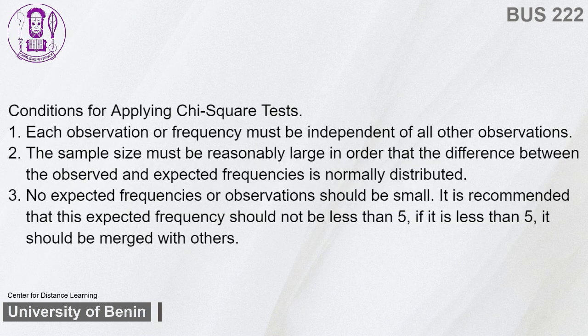Conditions for applying chi-square tests. 1. Each observation or frequency must be independent of all other observations. 2. The sample size must be reasonably large in order that the difference between the observed and expected frequencies is normally distributed. 3. No expected frequencies or observations should be small. It is recommended that the expected frequency should not be less than 5; if it is less than 5, it should be merged with others.